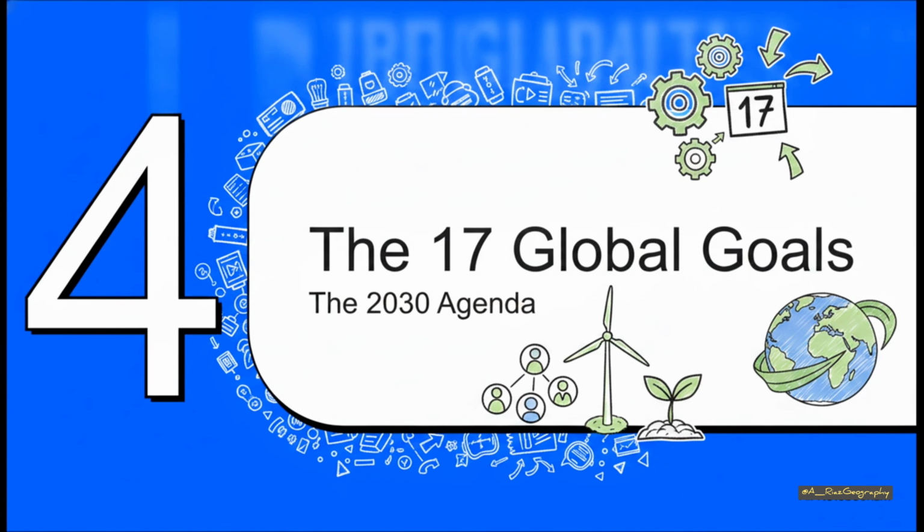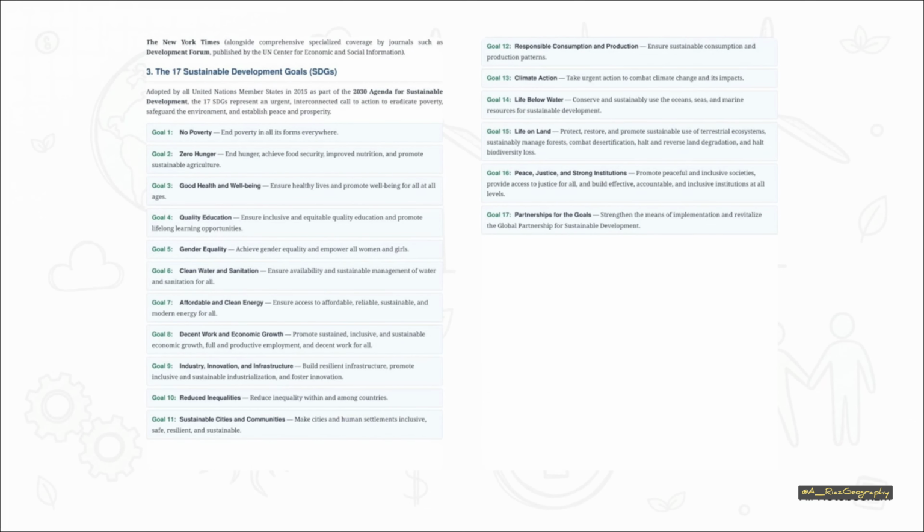And that leads us perfectly into Part 4, the 17 global goals. So what are we actually doing about this framework today? Enter the 2030 Agenda, which was adopted by all UN member states in 2015. It takes the form of 17 Sustainable Development Goals, or SDGs. This is a massive, highly interconnected call to action.